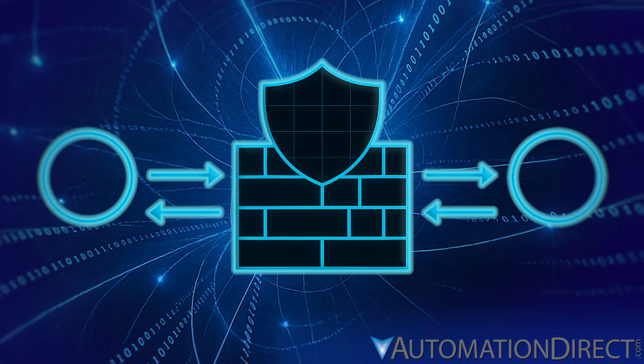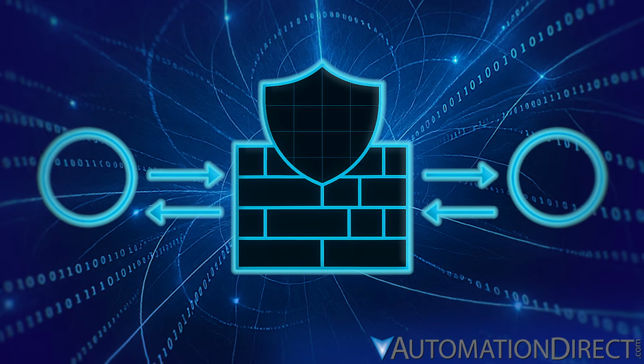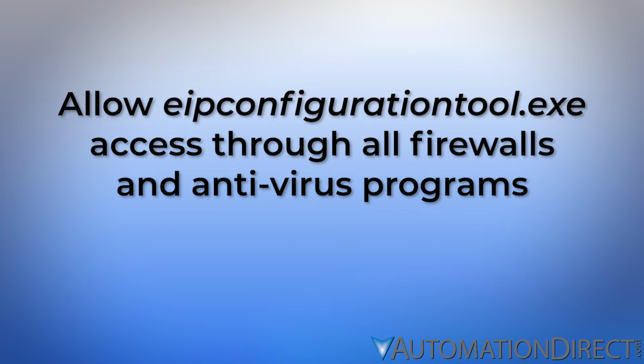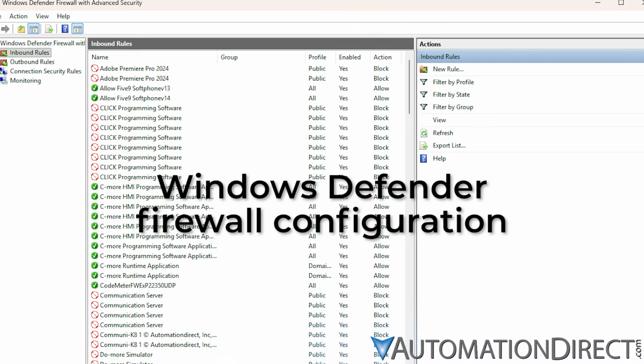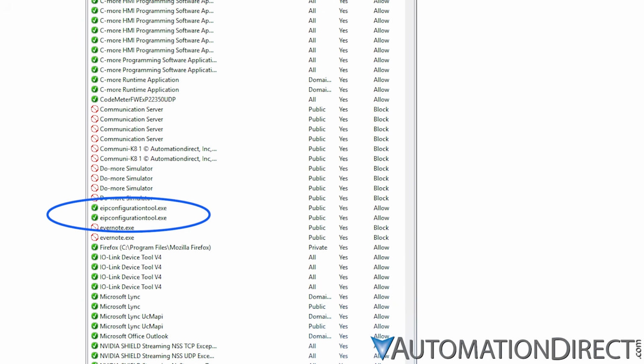Another possibility is that your antivirus or firewall software is blocking the port. Consult documentation for any such software your computer is running. You'll want to allow the EIP Configuration Tool.exe to make changes. In Windows Defender Firewall, you'll be looking for something like this. Make sure every instance of the EIP configuration tool is enabled.